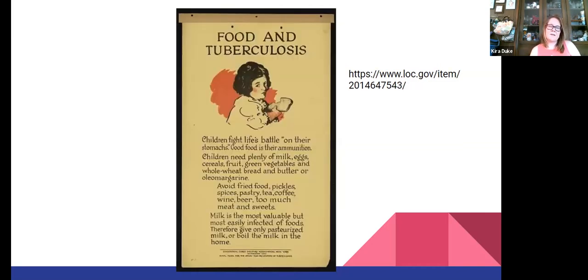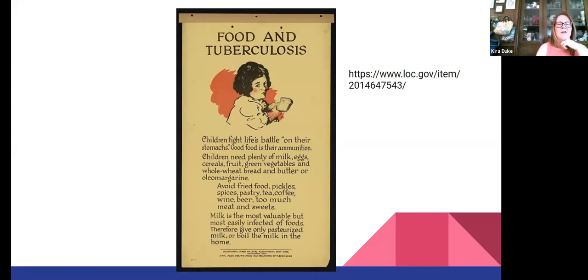Food and tuberculosis. Children fight life's battles on their stomachs. Good food is their ammunition. Children need plenty of milk, eggs, cereal, fruit, green vegetables, and whole wheat bread and butter, or whole margarine. Avoid fried food, pickles, spices, pastry, tea and coffee, wine, beer, too much meat and sweets. Milk is the most valuable but most easily infected of foods. Therefore, give only pasteurized milk or boil the milk in the home.